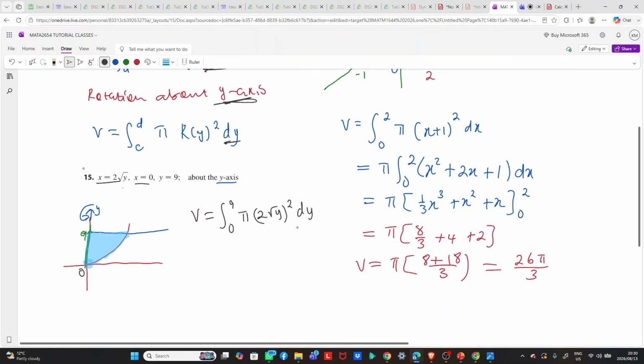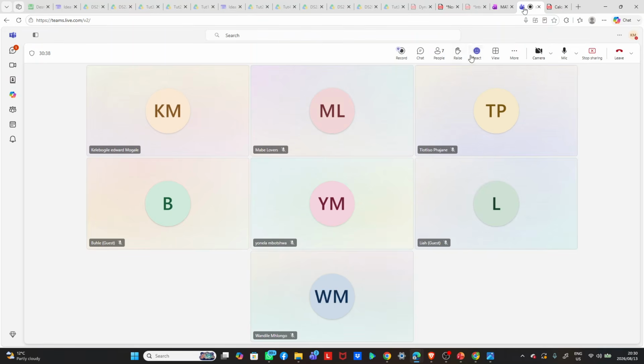Do you guys agree with me that this is what we're going to get? More or less. Yes. Okay, so now we can see that the volume will basically be the integral. So we'll say pi integral from 0 to 9. If we square this, we're going to get 4y dy. So that is what we're going to have.